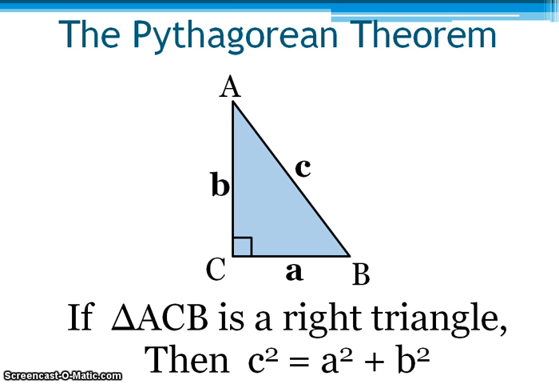So if we have a triangle and it's a right triangle, like here we have triangle ACB, then c squared equals a squared plus b squared, which is again the same thing as a squared plus b squared equals c squared.